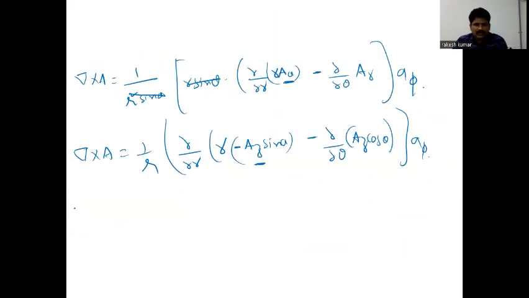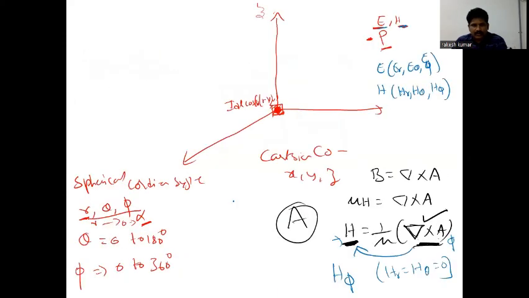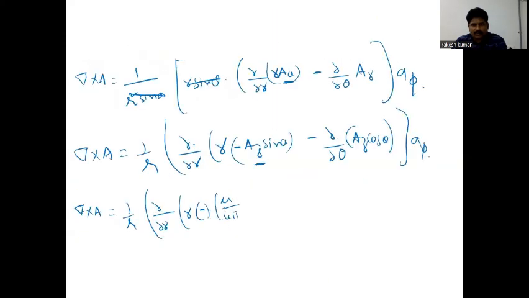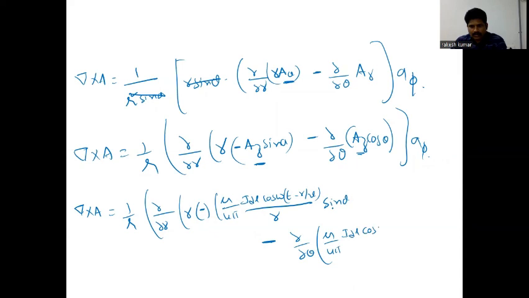If I substitute the value of A_z, it's a lengthy expression. That is 1 by r into dou by dou r of r into minus A_z sin theta, where A_z is mu by 4 pi into I dl cos omega (t minus r by v) by r, minus dou by dou theta of A_z cos theta, again with A_z equal to mu by 4 pi into I dl cos omega (t minus r by v) by r. This is along the A phi direction.